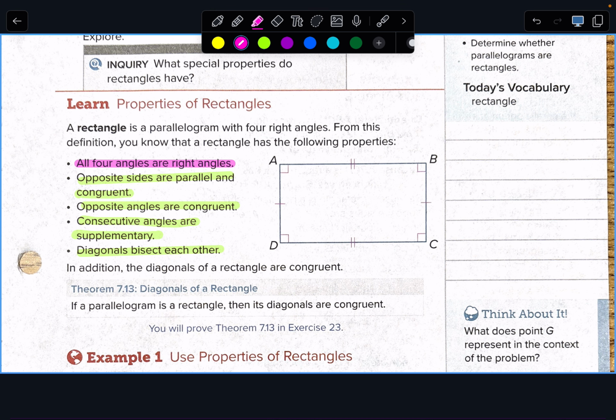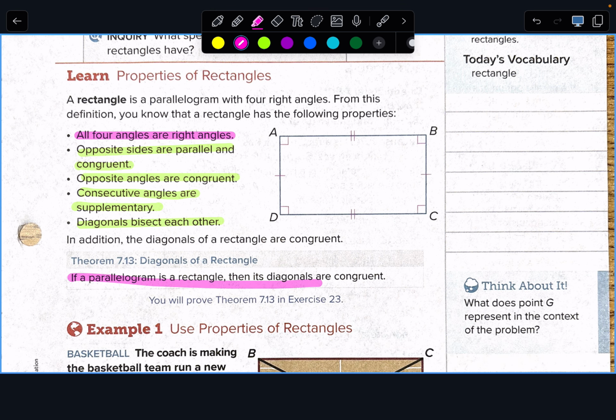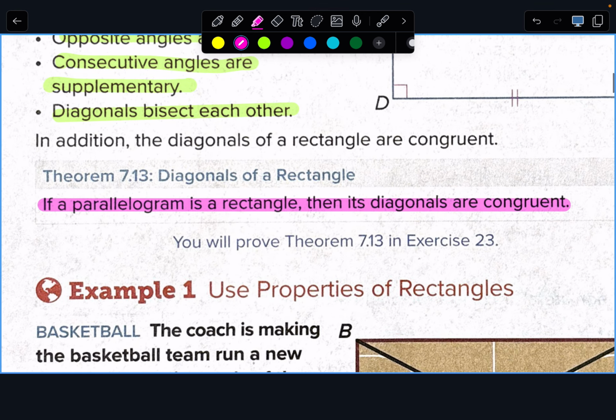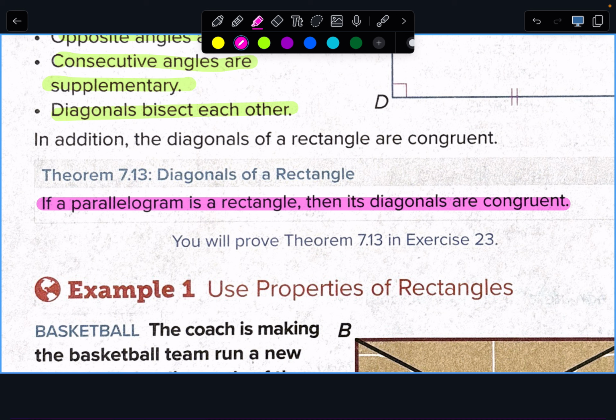And because it is a rectangle, not only do the diagonals bisect each other, but the diagonals are congruent. So you need to do something to bring your attention to the diagonals being congruent. Whether you want to circle, highlight, underline, put a star, put an arrow, you need to make sure that you draw your eyes' attention to the diagonals of a rectangle are congruent. Okay?